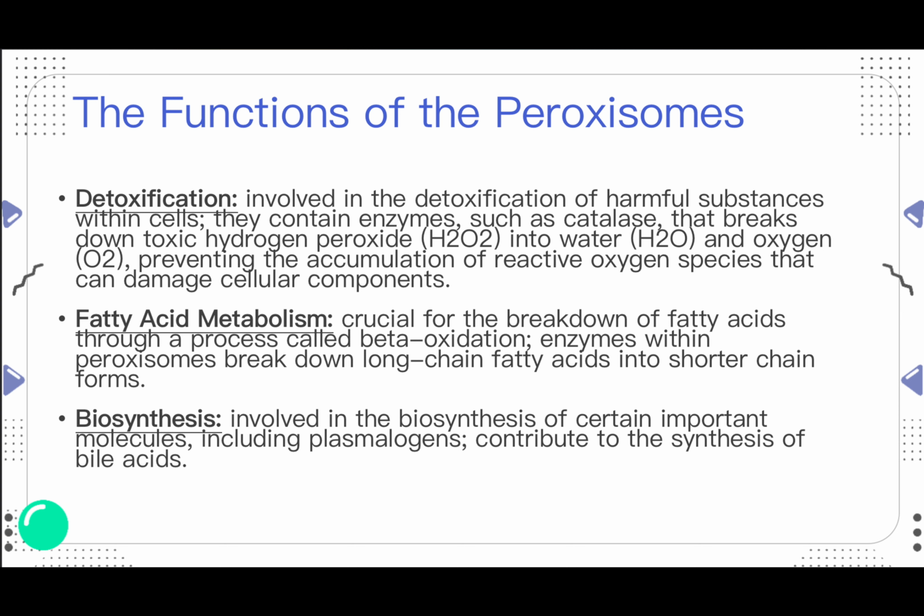Okay, so the last one, which is probably not included in your test, is biosynthesis. Peroxisomes are involved in the biosynthesis of certain important molecules, including plasmalogens, which are essential components of cell membranes. And they also contribute to the synthesis of bile acids, which aid in digestion, which we expect you to know, and absorption of dietary fats.